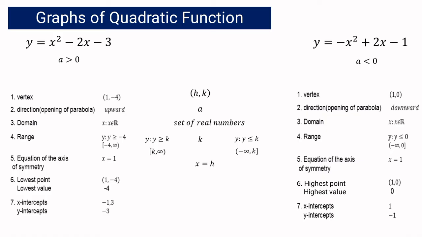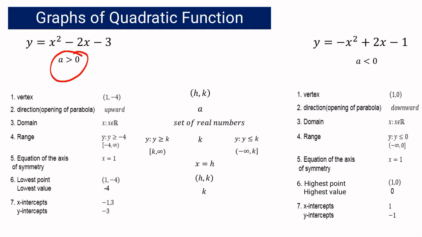And again, if a is greater than 0, the vertex is the lowest point, and if it is less than 0, the vertex is the highest point. And if we talk of the highest point, that is the vertex or the coordinates of the values of h and k. And if we talk of the lowest value, it is the value of k.